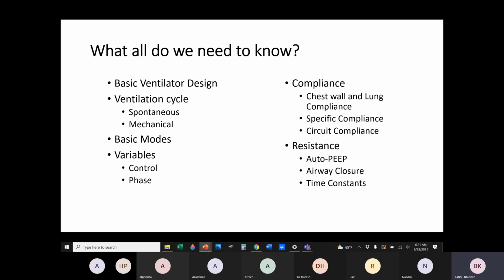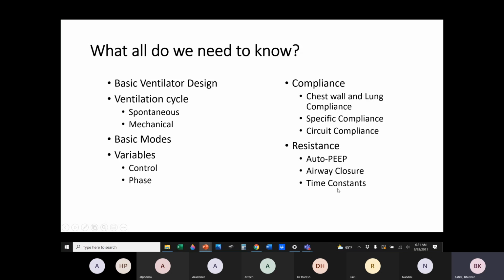What do we need to know? We need to know so many things about the ventilator, right? The basic ventilator design, the ventilation cycle, the basic modes, what the variables are, and then we need to know the respiratory system. This is about the ventilator, and then it's about the respiratory system, which is compliances, specific circuit compliance, what is auto-PEEP, and what is airway closure.